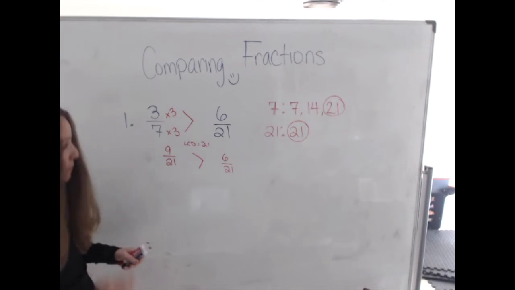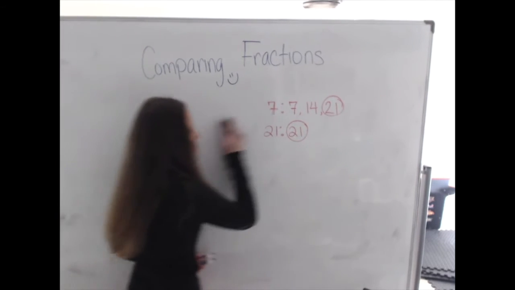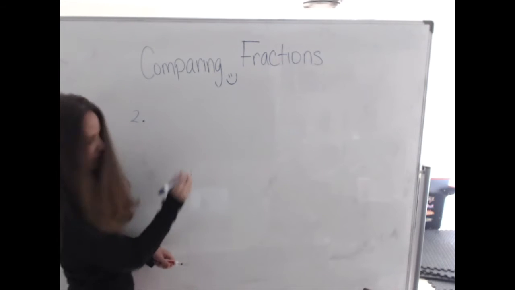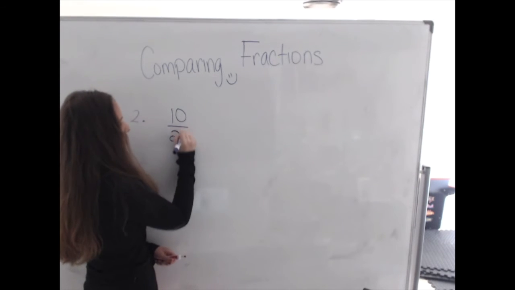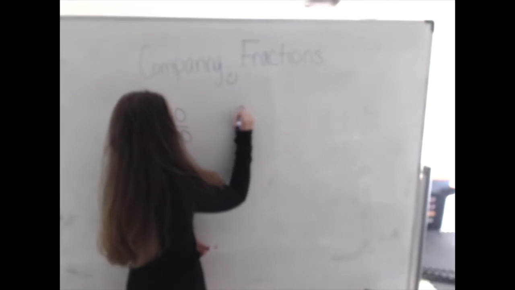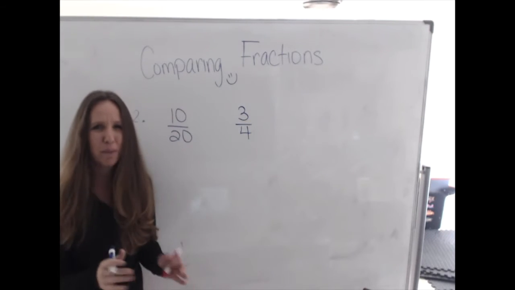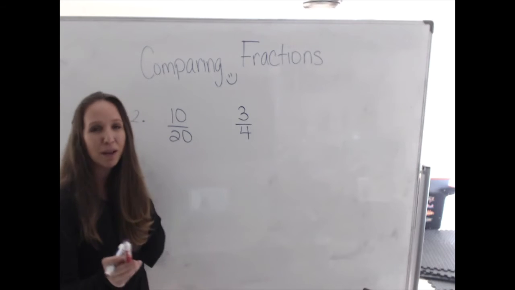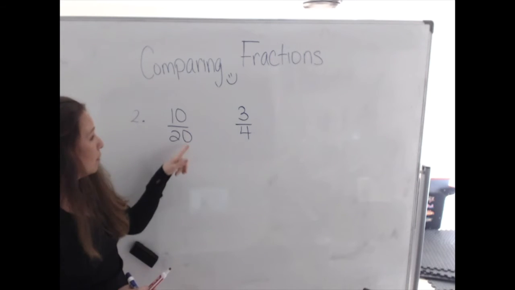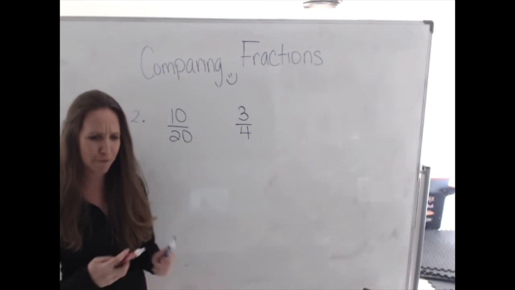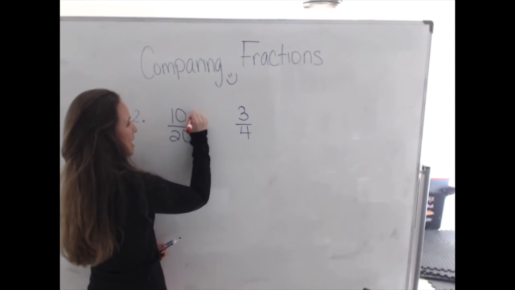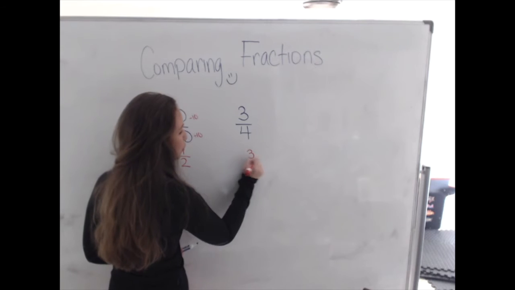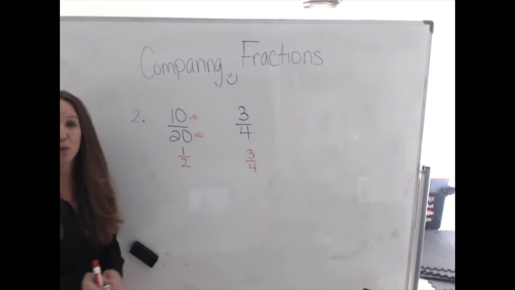Time for number 2. I hope that one was okay. Number 2 says 10/20 and 3/4. So remember how we said last time on number 1 that if you don't notice that things are divisible, it's okay? Well, I do notice this one right away because both numbers are divisible by 10. So I'm going to do that first. I'm going to divide by 10, divide by 10, and that gives me 1/2. So now my new fractions are 1/2 and 3/4.